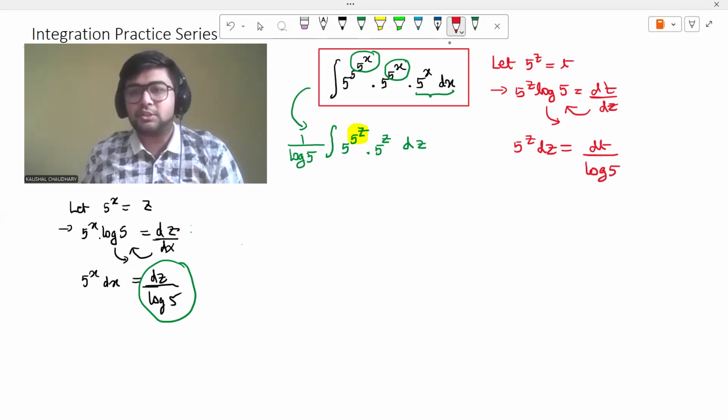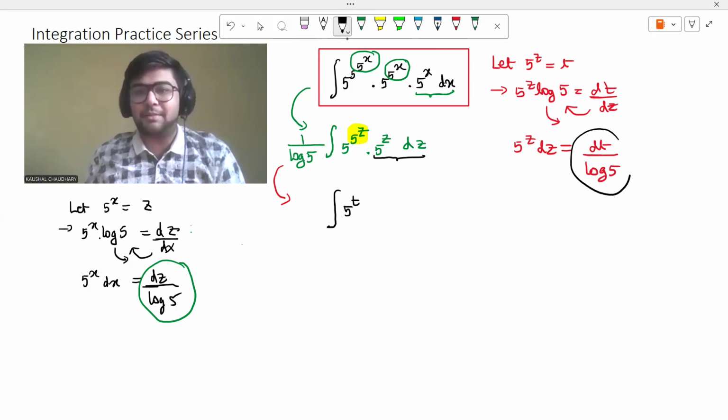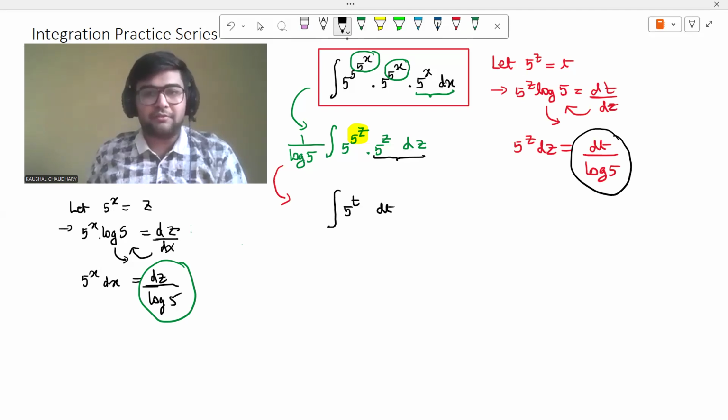Okay. So now again we'll transform our integral, and after transformation I can see integration of 5 to the power, the yellow part will become t according to our substitution, and 5 to the power z into dz, that is dt by log 5. So I will write dt by log 5. Already there was a log 5 in the denominator. So basically now I'll have log 5 whole to the power 2 in the denominator.